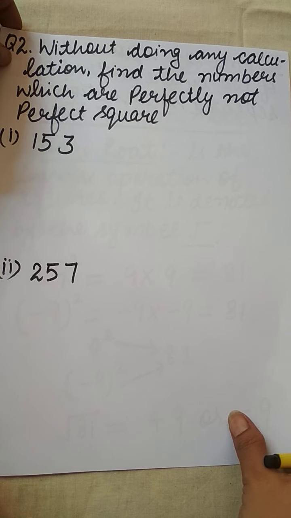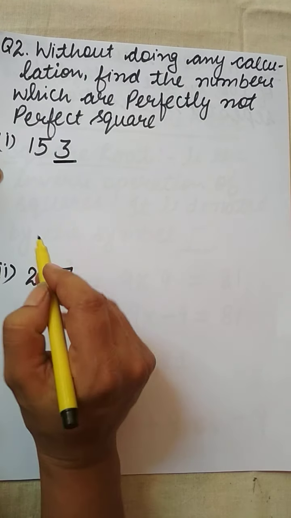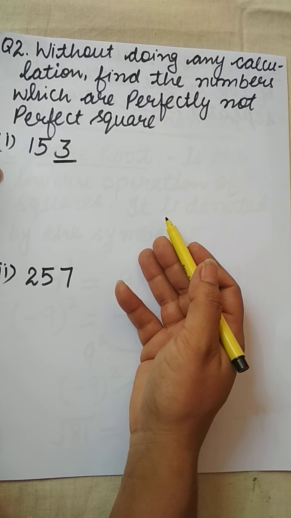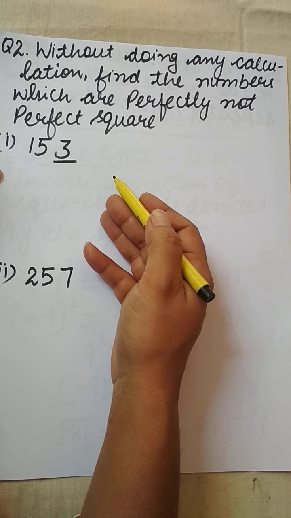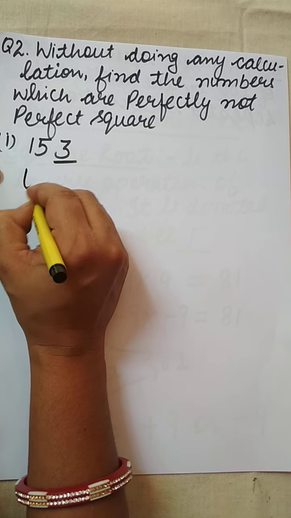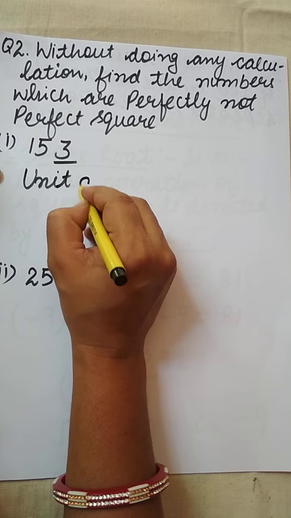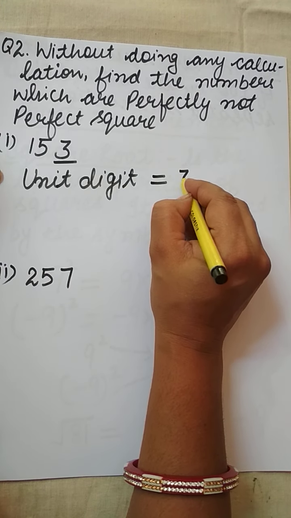We need not to do any kind of calculations, as here the unit digit of the given number is 3. So a perfect square cannot have 3 as its unit digit. So 153 is obviously not a perfect square. So simply we will write unit digit is equal to 3.